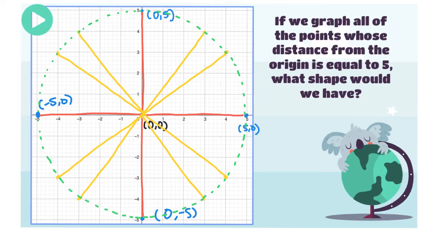But we can see here that a circle is created, and a circle that has a radius of 5 is what is created, because every single one of these segments would have a distance of 5. So it would be a distance of 5 from the center to each point on the circle. So anywhere that we would draw a segment from the center to the point on the circle would have to be a distance of 5, no matter where we put that point.